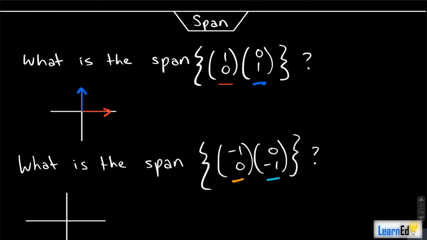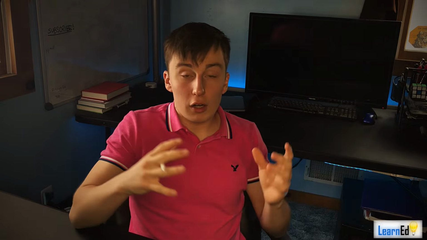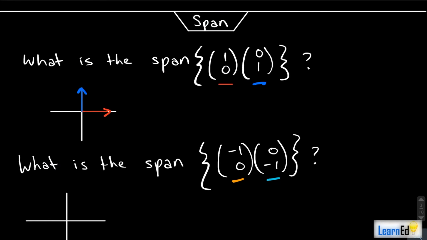Now, the span of vectors is the set of all possible linear combinations of the vectors in the span. So what does that mean? First off, what is a linear combination? An example of a linear combination is 2 times the vector 1, 0 plus 3 times the vector 0, 1. Now we're saying, what about all the possible linear combinations? We put an A here and a B here, and we're trying to find the set of all of these possible linear combinations.